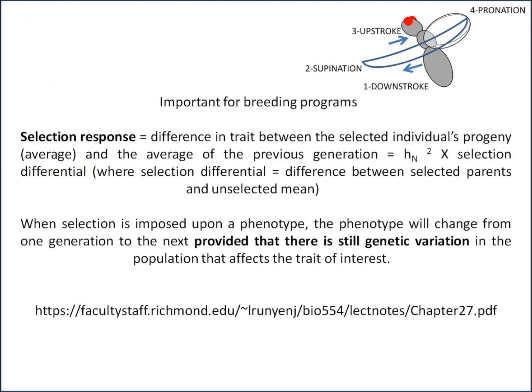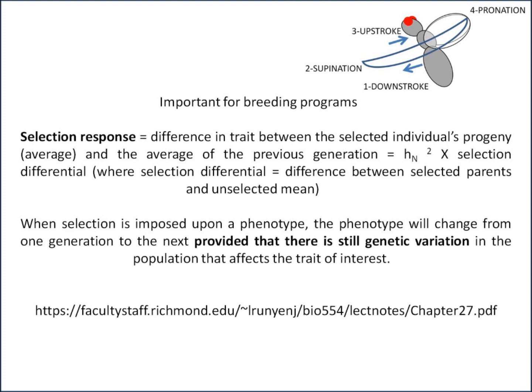This is important for breeding programs because the calculations simply look at the likelihood of being able to select for an observable phenotype based on the phenotype of the parents and the heritability of the trait. So the selection response is the difference in a trait between the selected individuals' progeny, the average, and the average of the previous generation. So little h squared times the selection differential, and the selection differential is the difference between the selected parents and the unselected mean.